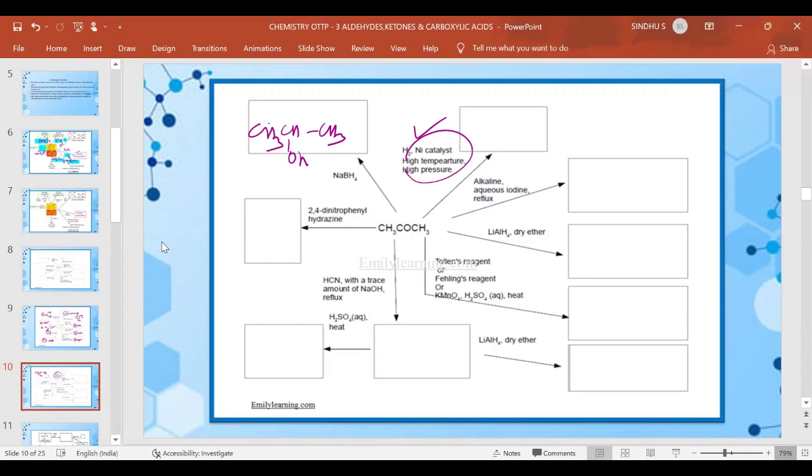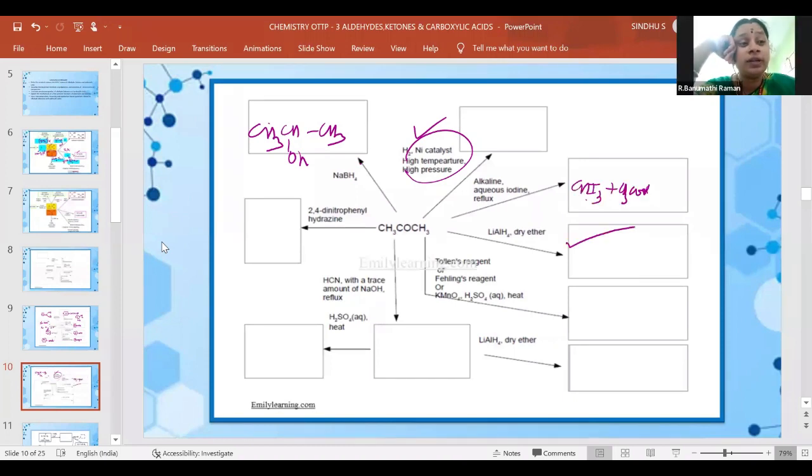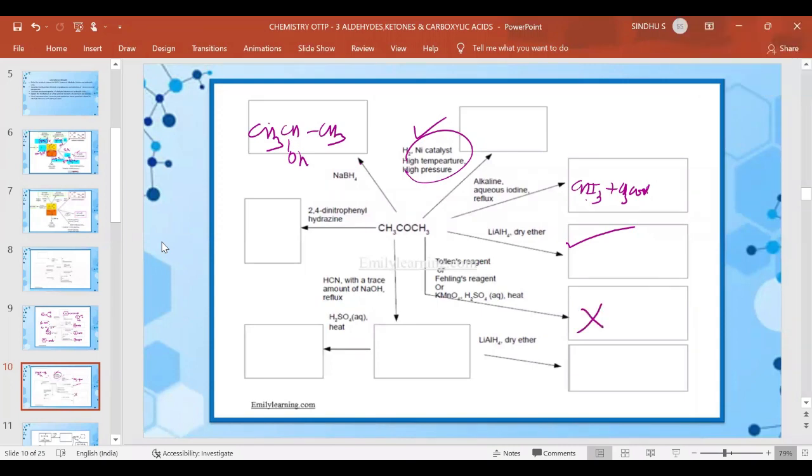So this is a hydrocarbon. Here we get iodoform, CHI3, and ethanoic acid, and CH3CON, right? And this is again reduction. Tollens, Fehling's, both will not react, no reaction, yes. And this one with HCN, what are we getting? With a trace of NaOH.